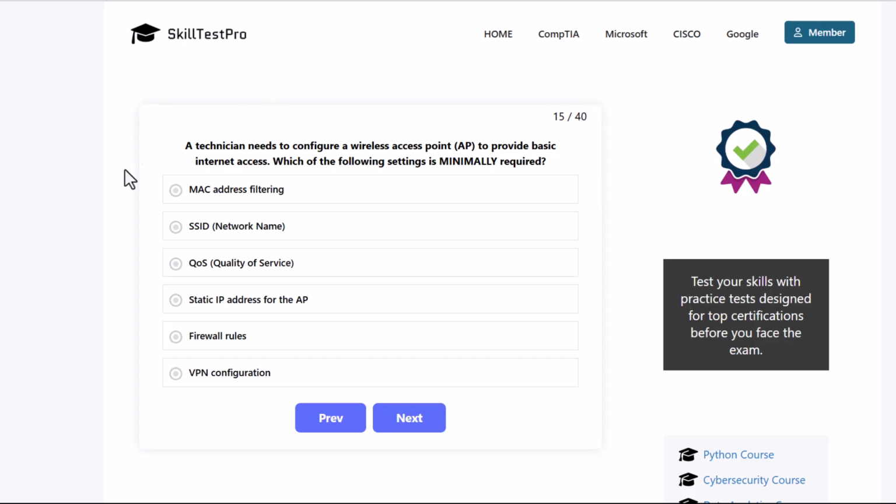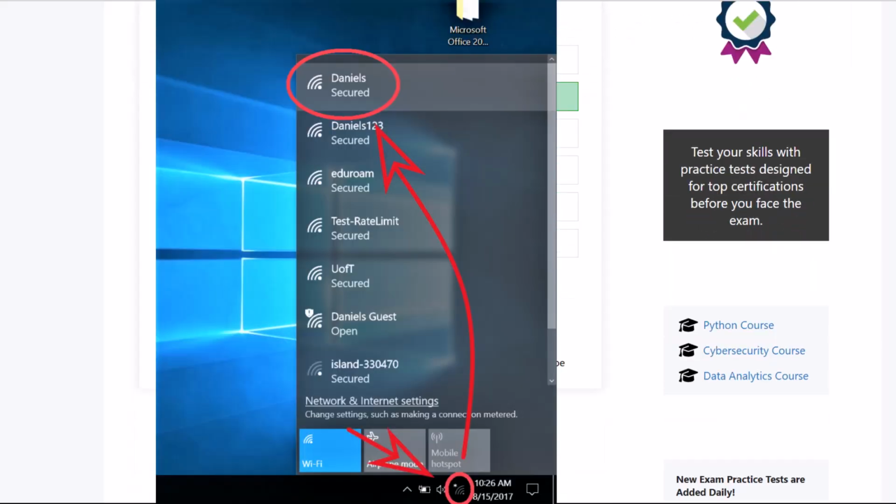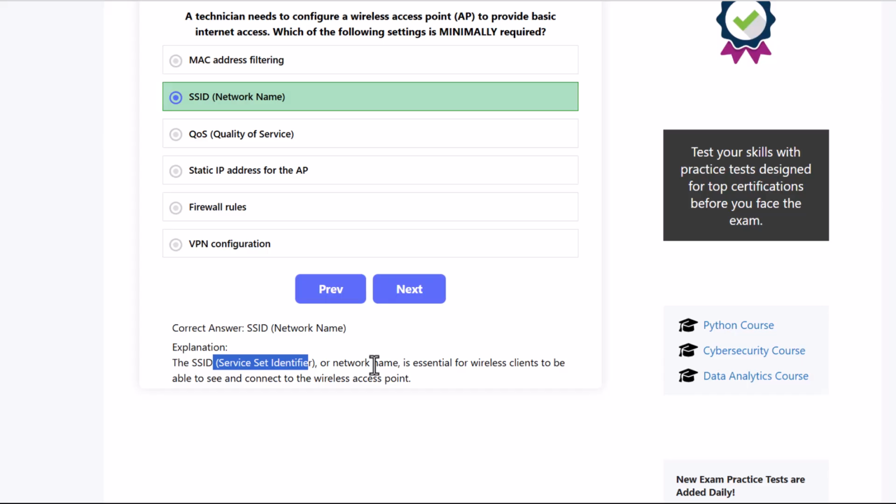And here the correct answer, as we look at the question again: a technician needs to configure a wireless access point IP to provide basic internet access. Which of the following settings is minimally required? Minimally required is SSID, network name, as the SSID or service set identifier is essential for wireless clients to be able to see and connect to the wireless access point.